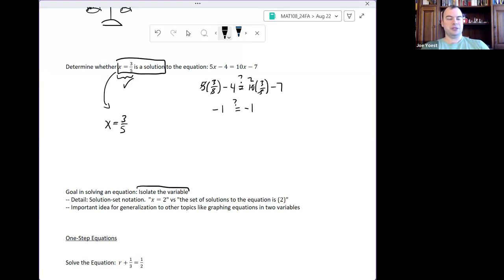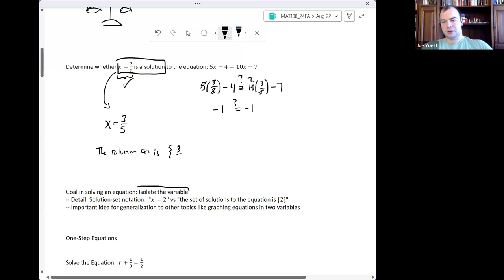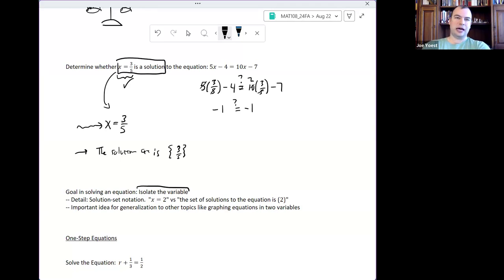If I want to communicate to you that 3/5 is the solution, I maybe would want to say something like the solution set is curly braces, 3/5, and curly braces. So some people would say that this is the proper way to communicate a solution, and that if I just wrote x equals 3/5, in their view, that's not a solution, that's just another equation.